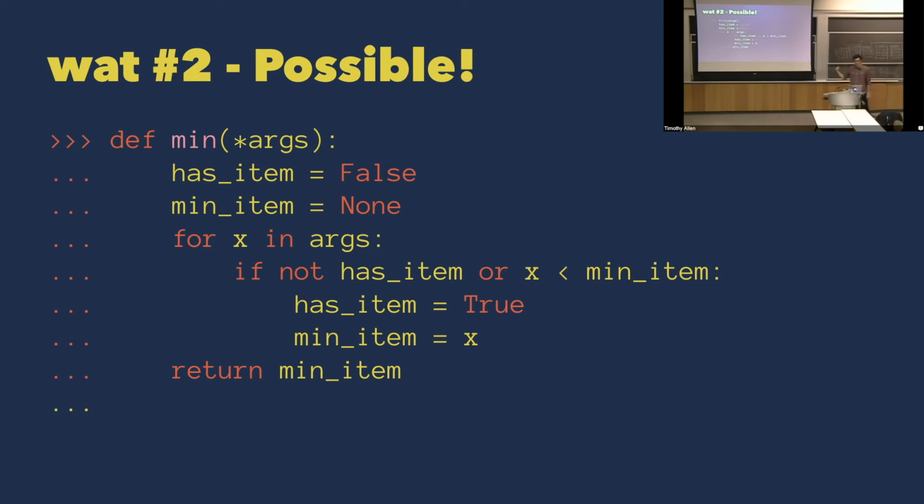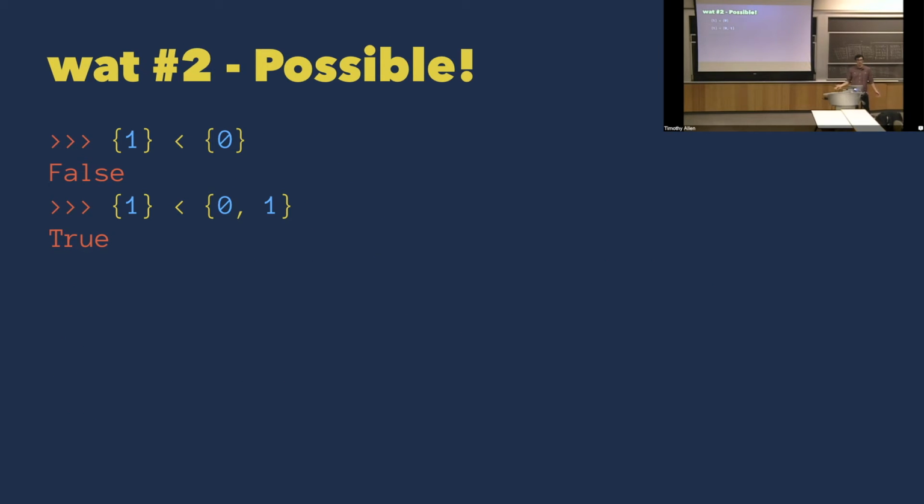When we compare sets with the less than operator, it's overloaded. It's actually the inclusion operator. We're saying, is everything in set of 1 in set of 0? So it's false when we do set of 1 less than set of 0, but it's true if we say set of 1 is less than set of 0 and 1, because we're saying everything in set of 1 is in the elements of 0 and 1. So the argument changes the entire intuitive meaning of min.